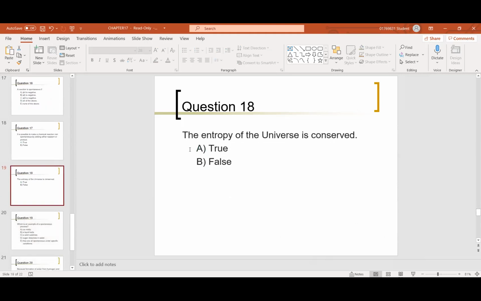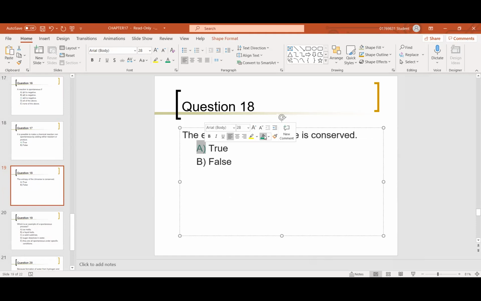The entropy of the universe is conserved. Yes. Or the energy is, well, I'm not sure about the entropy. I don't think everything is always as disordered as it possibly can be. So false. What was the relationship exactly? Back in the beginning of the notes, I have this.